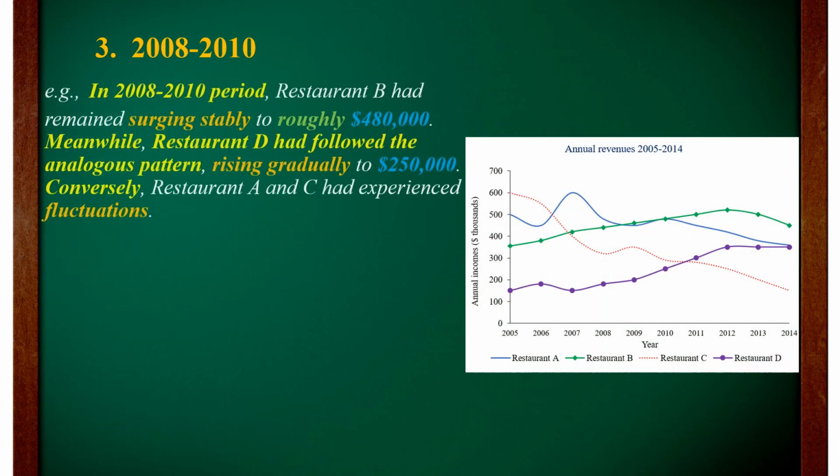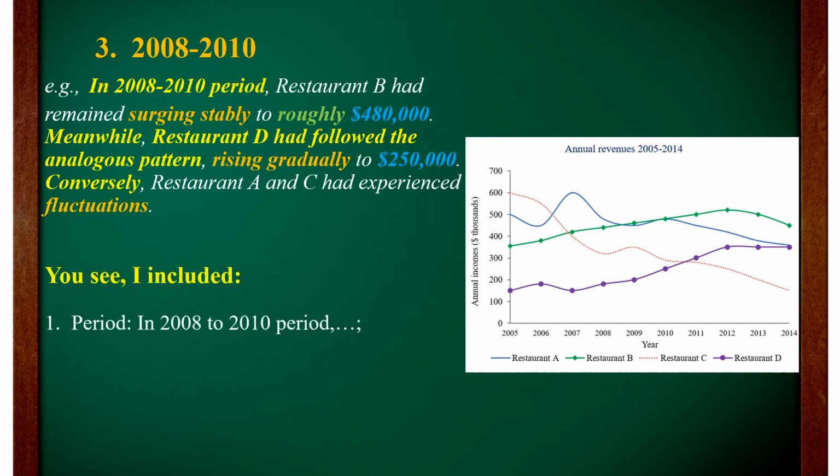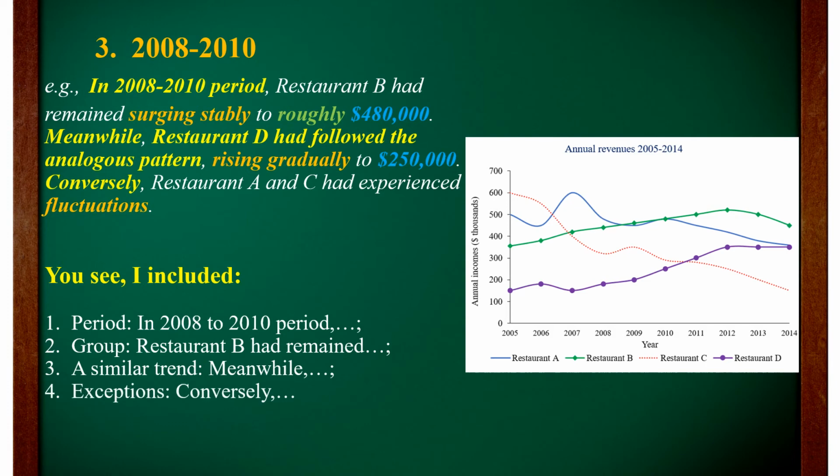The third main feature is the 2008 to 2010 period. In this period, I first started with the rising trend in restaurant B and D by indicating the rising figure by 2010. To describe restaurant D, I use sentence connector meanwhile and the opening sentence. Restaurant D had followed the analogy pattern to emphasize that restaurant D also had a rising trend over the same period as restaurant B. Finally, I describe the other reverse group of restaurant A and C by using a sentence connector conversely.